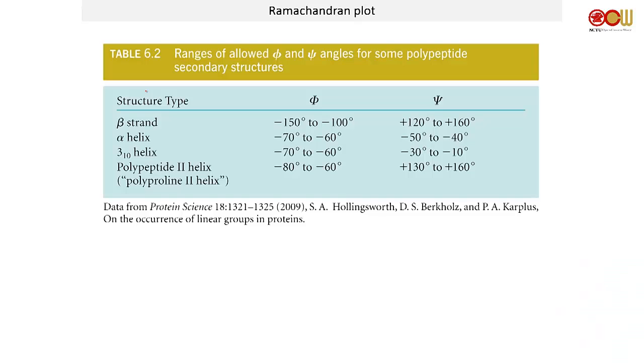This is a summary table of allowed phi and psi angles for some polypeptide secondary structures. So we're going to have beta strands, or essentially beta sheets, alpha helix, and we'll talk about this thing called 3-10 helix, and then this polypeptide 2 helix. And you can see how they have different phi and psi angles. But what you do notice is that they happen in a small range. For example, your psi angle, you have like minus 70 to minus 60. It's quite small. So those are the angles that are available for this particular structure.